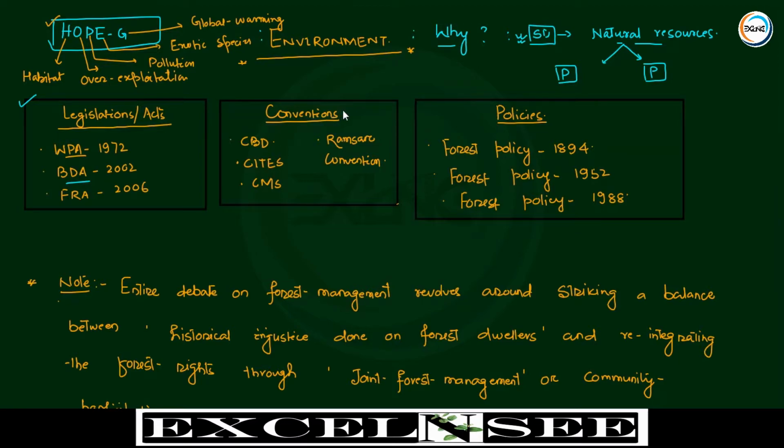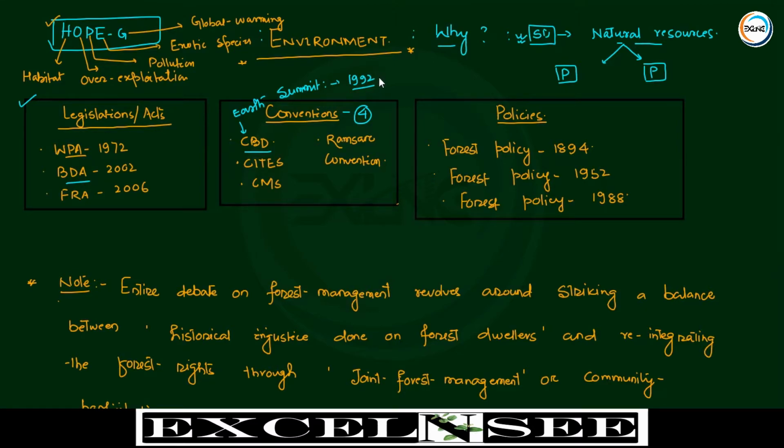There are four international conventions. There is a convention called the Convention on Biodiversity. It is an outcome of the Earth Summit. Earth Summit कहाँ हुआ था? It was held in Rio de Janeiro in 1992.